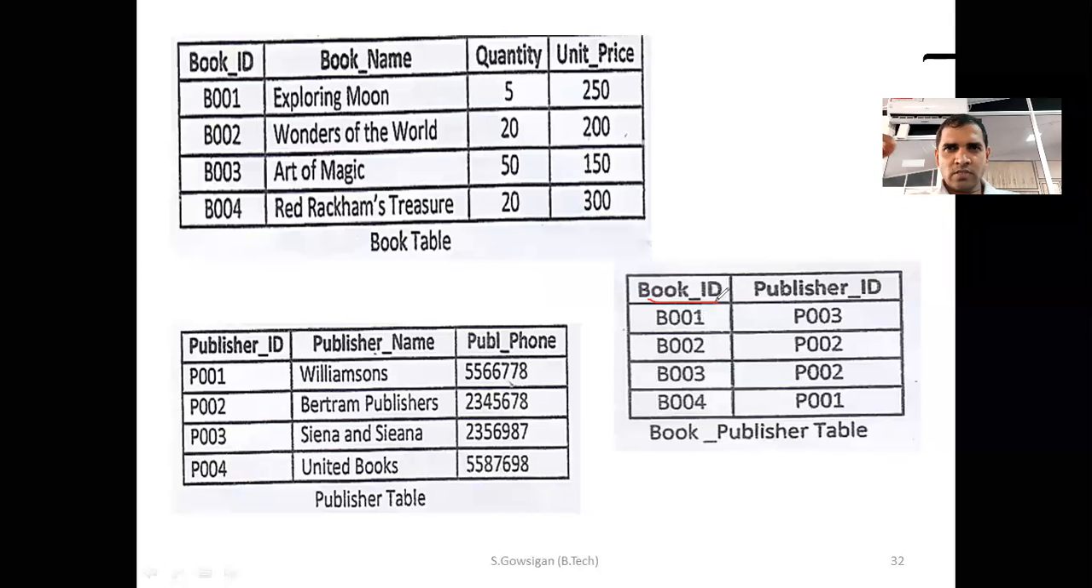Why am I saying so? We can argue that book ID cannot be the primary key. Why? Anybody? Book ID cannot be the primary key.